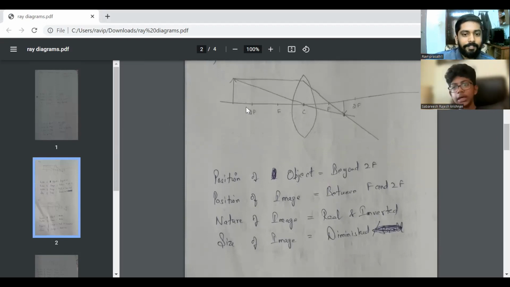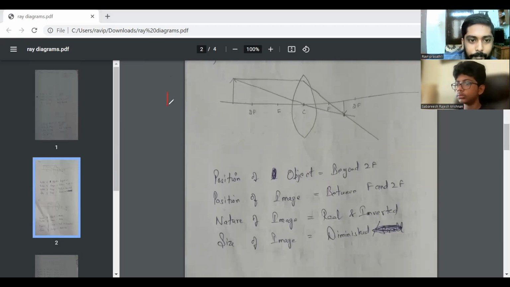Infinity means somewhere very far away from 2F. For that, you cannot just say keeping an object like this, and if you say this is beyond 2F, that can be less accepted, because this is also somewhere far away from 2F, right? So there might be chances this will meet at F. Clear? Okay, fine then.